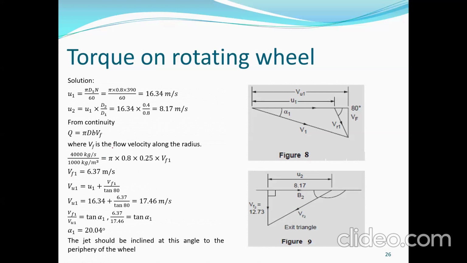So Vf is equal to 4,000 kilograms per second over 1,000 kilograms per cubic meter to get Q, over pi times 0.8 times 0.25. So Vf1 is 6.37 meters per second. You see this is the Vf, it is at 90 degrees to the blade.